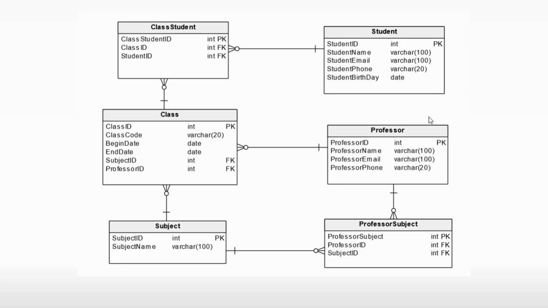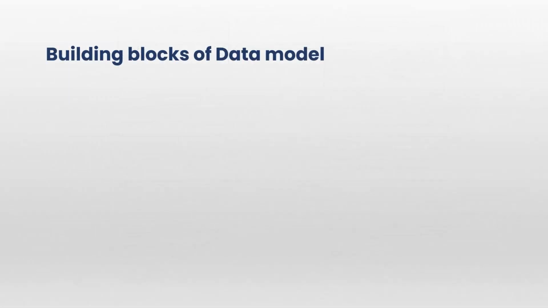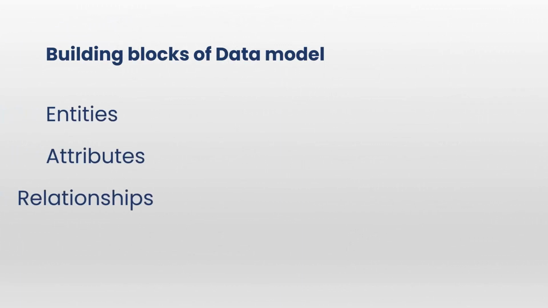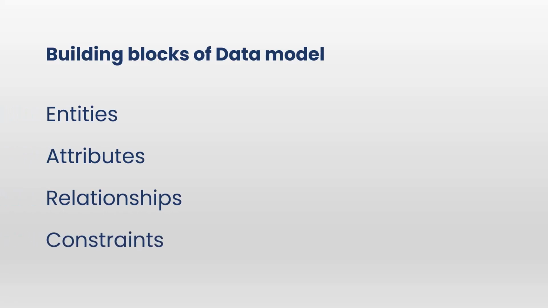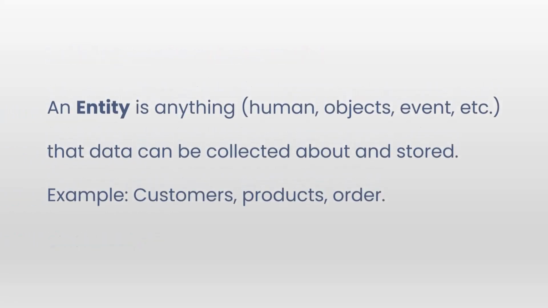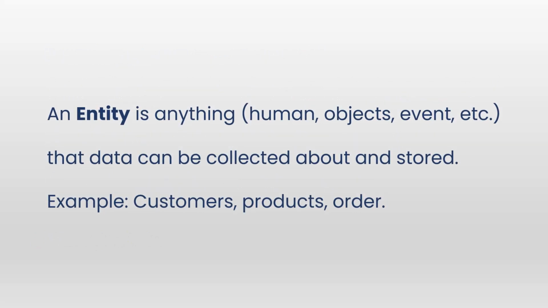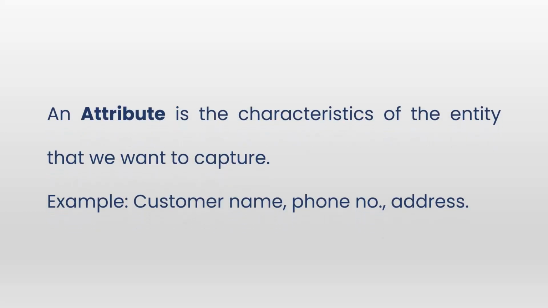It also serves as a blueprint for the organization's database that can be used by other designers and developers even in your absence. Data modeling has what we call building blocks or components of data model. They are entities, attributes, relationships, and constraints, which we will talk about later. Entities are the objects or concepts that the database is designed to store information about. For example, customers, products, or orders. Attributes are the characteristics of entities that we want to capture, such as customer's name, address, and phone number.